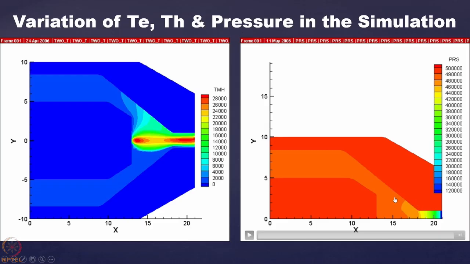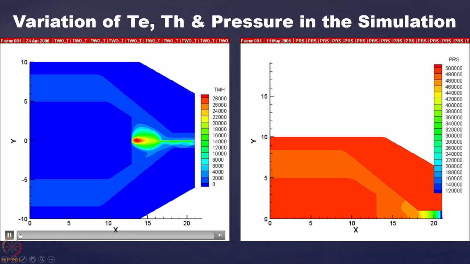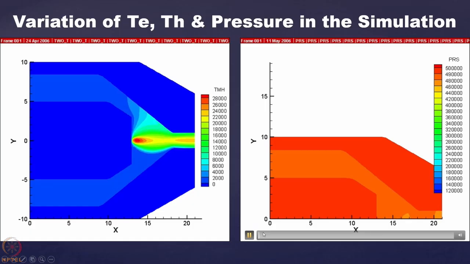So equilibrium, rather I should say steady state distribution, because this is a non-equilibrium simulation. You are getting a steady state distribution under non-equilibrium condition like this, and the steady state temperature distribution. The upper one is the electron temperature distribution, and the lower one is the heavy particle temperature distribution. So you are getting in this slide three distributions together. One is your electron temperature, heavy species temperature, and this one is pressure.